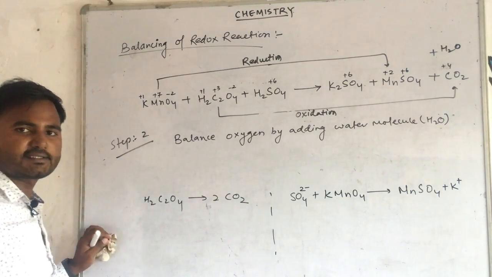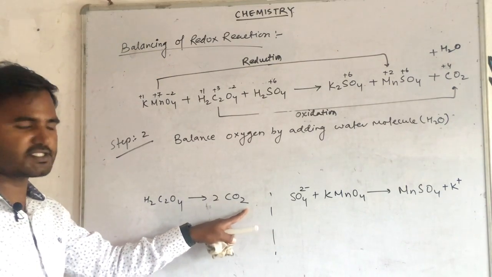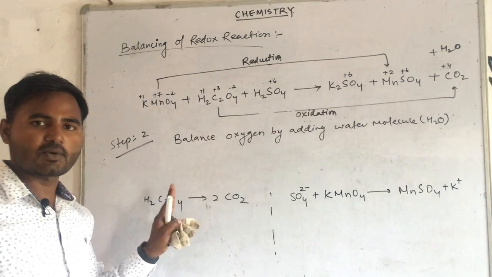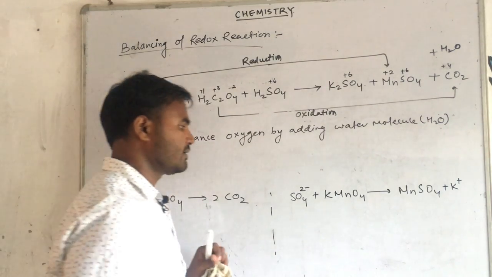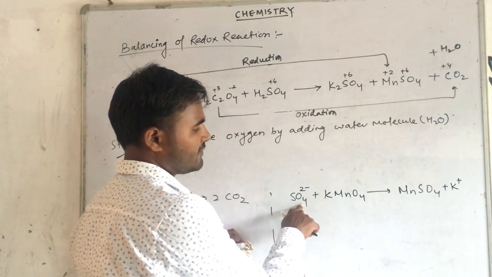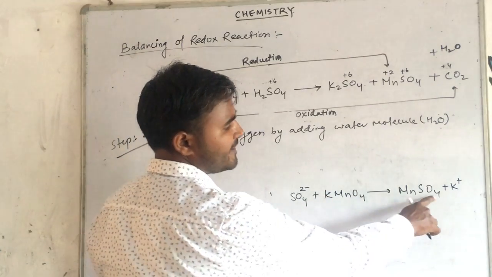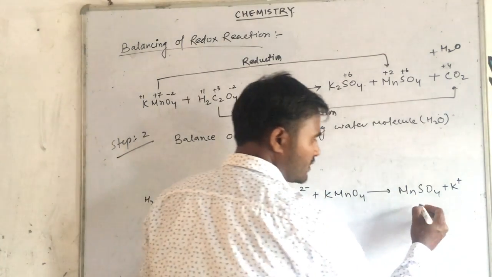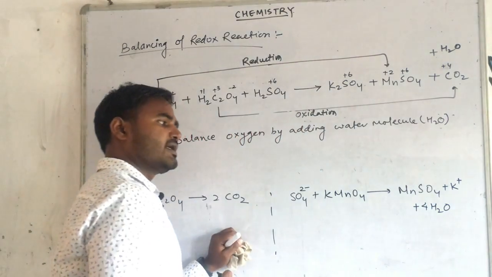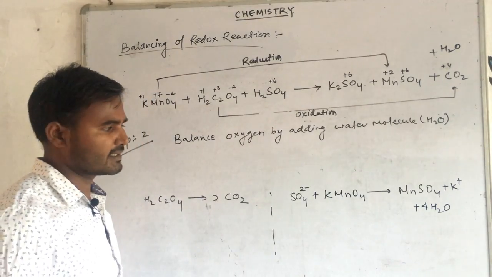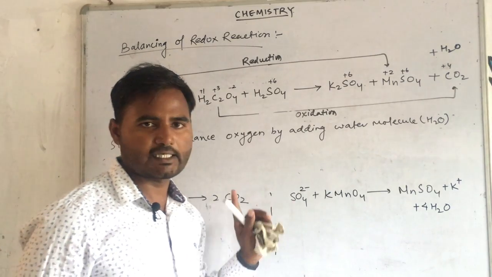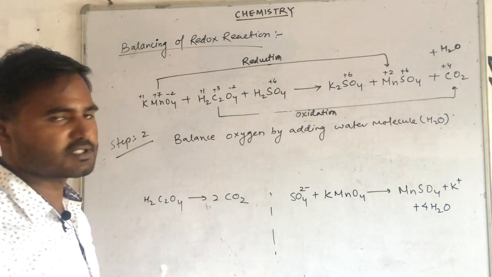oxygen is already balanced, 4 oxygen, 4 oxygen. So we are not add any water molecule in oxidation half. Come to the reduction half. So here total oxygen is 4, total oxygen is 8, here oxygen is only 4, so you have to add 4 water molecule in the product side. Clear? 4 oxygen, total 8 oxygen. So oxygen is balanced in both halves.